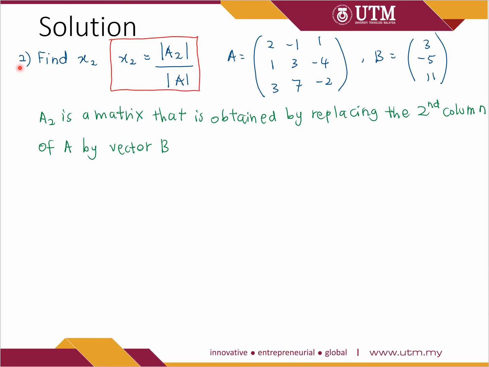So the next step is to find x2, where the formula of x2 is equal to the determinant of matrix A2 divided by the determinant of matrix A. For this case, A2 is a matrix obtained by replacing the second column of A by vector B. So here, our A2 will be equal to 2, 1, 3, and we replace the second column with B. So here we have 3, negative 5, 11, 1, negative 4, negative 2. Then we find the determinant of A2.